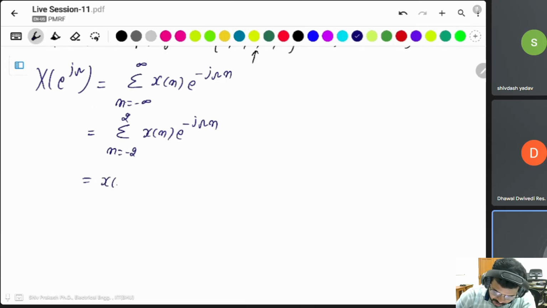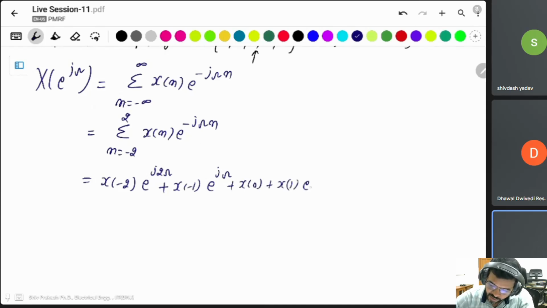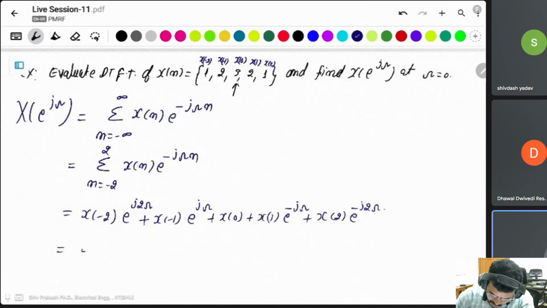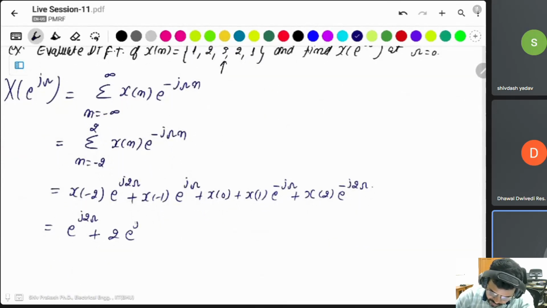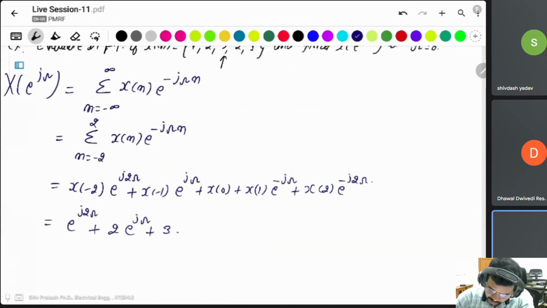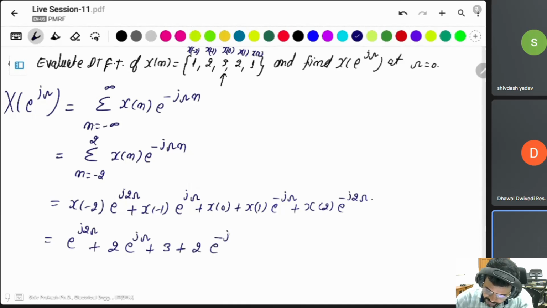Expand all of this, then we will get x[-2] e to the power of minus j omega n. Sorry, you put minus 2 in place of n, then this will be a positive j 2 omega, plus x[-1] e to the power of j omega, plus x[0] e to the power of 0 which is 1, plus x[1] e to the power of minus j omega, plus x[2] e to the power of minus j 2 omega. x[-2] is given as 1. This will be e to the power of j 2 omega plus, x[-1] is 2, e to the power of j omega plus, x[0] is 3, plus x[1] is 2 e to the power of minus j omega, x[2] is 1 e to the power of minus j 2 omega.